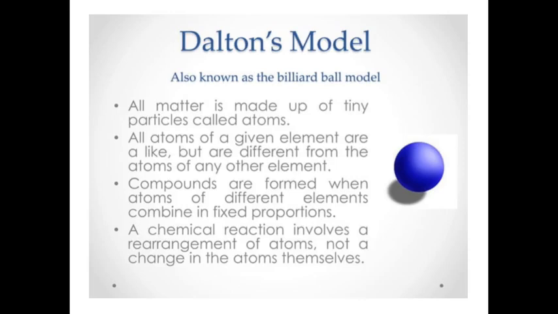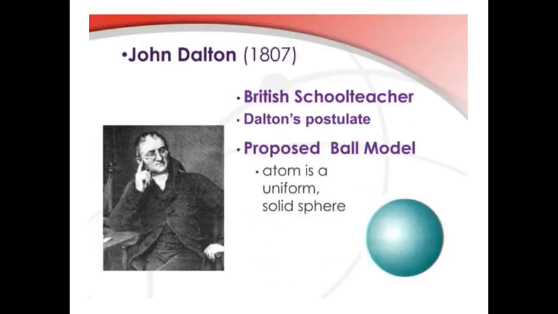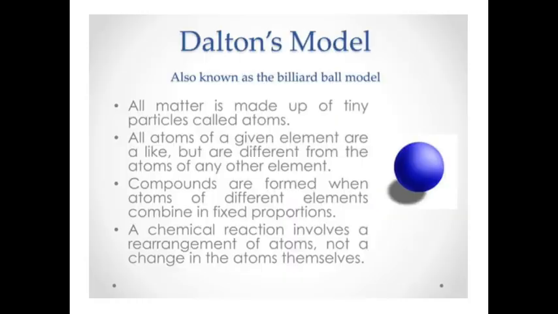So this is Dalton's atomic model. We have talked about Dalton's atomic model, also called the Bohr model or billiard ball model. In that model, it says that an atom is a uniform solid sphere. John Dalton said an atom is a uniform solid sphere, and based on his experiment, he came up with about 5 postulates, which are called Dalton's atomic theory.